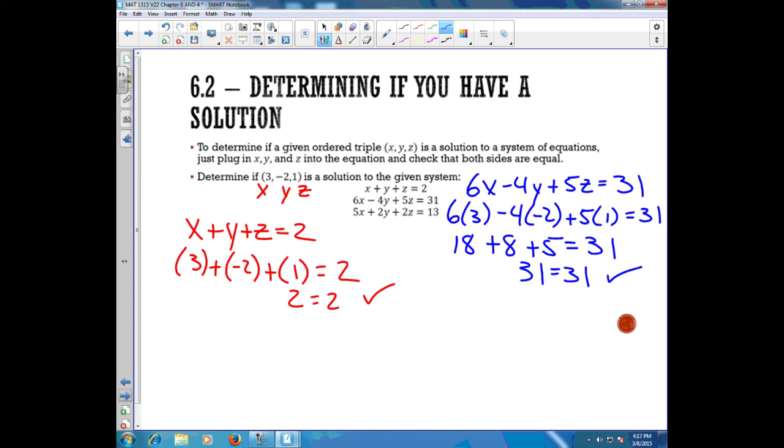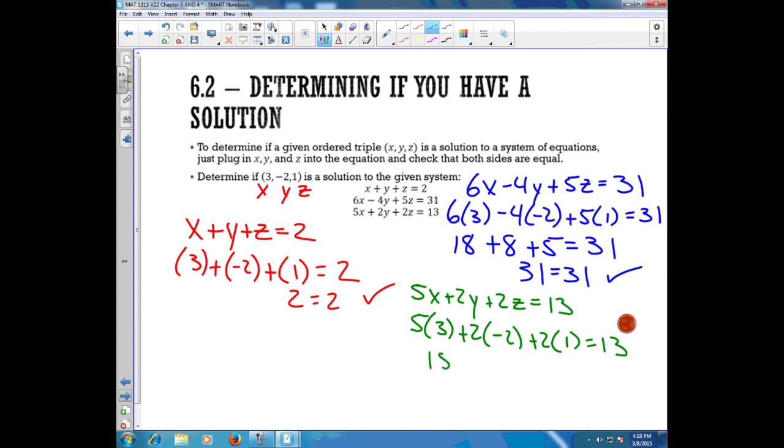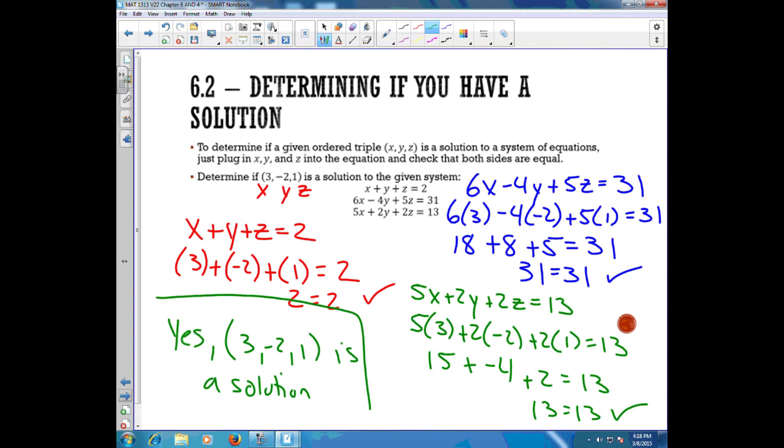We now just have to check the last one. 5x plus 2y plus 2z is equal to 13. Now x is 3, y is negative 2, and z is 1. 5 times 3 is 15. 2 times negative 2 is negative 4, plus 2. 15 minus 4 is 11, plus 2 is 13. And so the third equation works out. So the given point is a solution.